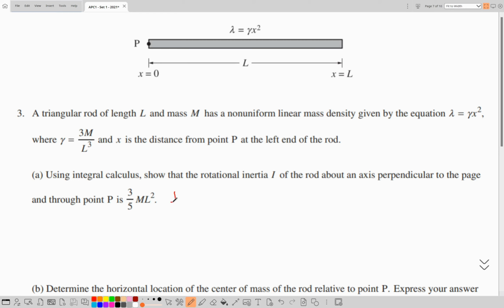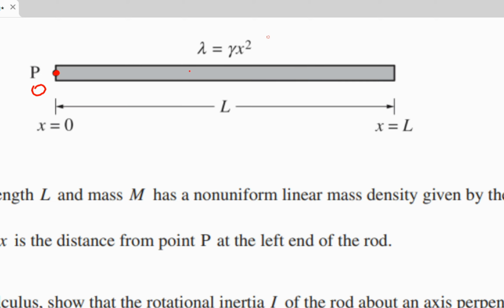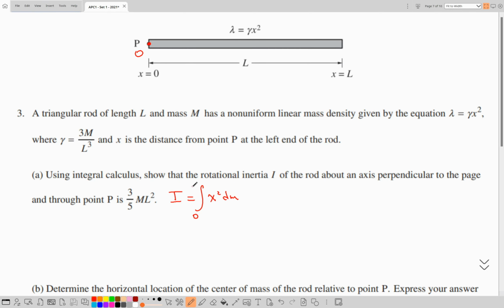You should remember that I is given by the integral of x squared dm. And now this should be a bounded integral. How do we set our boundaries? First we need to choose the origin, always and forever in such types of cases, to be the pivot itself, so that would be the origin. And if you notice carefully, they gave you the position x to be 0 and the final position to be L. We need to integrate over all the mass around the origin, so starting from 0 to L, so that would be 0 to L.